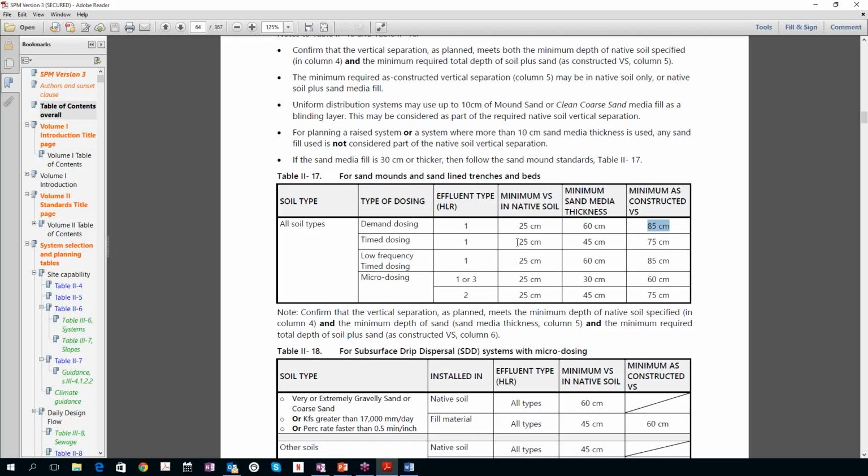But they don't add up throughout all the tables. They're not intended to add up. We're intended to meet all 3 of them. So 45, 55, 65, 70. Well, there's one example, I guess. In this time dosing, we need to have 75 as constructed VS. We have to have at least 45 centimeters of sand. But if we only had 25 centimeters of native soil, then we need 50 centimeters of sand in order to meet 75. So we have to meet all 3 of them.